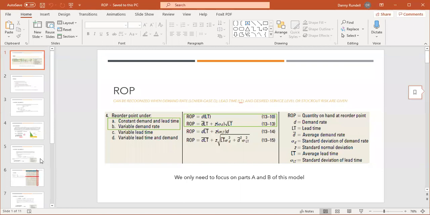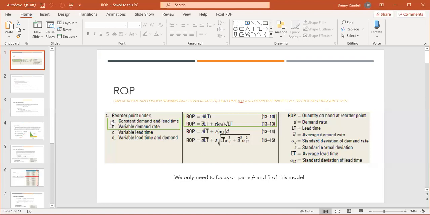All right, so now we're going to look at reorder point. Starting from the beginning here. Reorder point problems, you can recognize these types of problems when there's a demand rate that's a lowercase d. When demand rate is in the problem, lead time is in the problem, and desired service level or stock out risk are given. So usually you're going to get risk. You'll see what I mean in a minute.